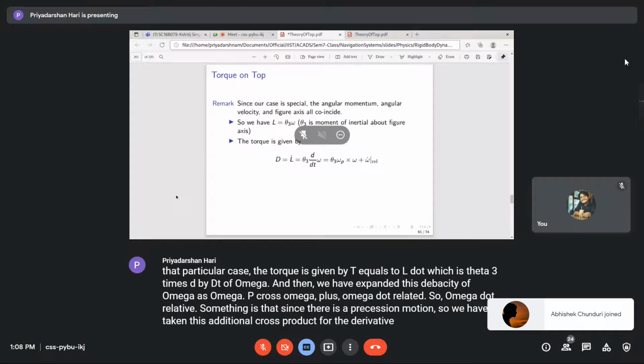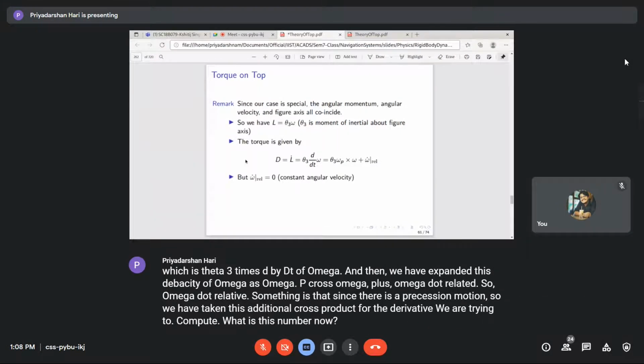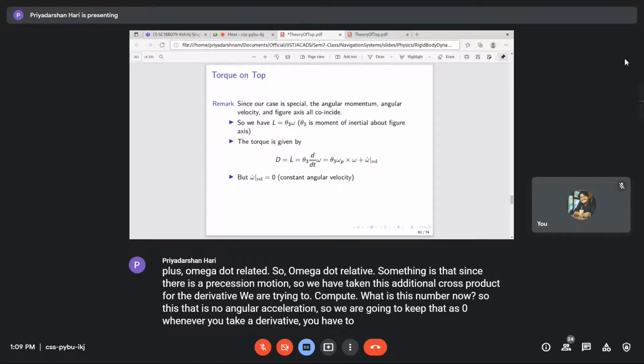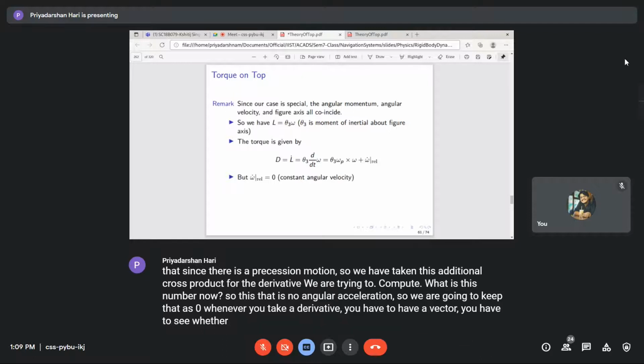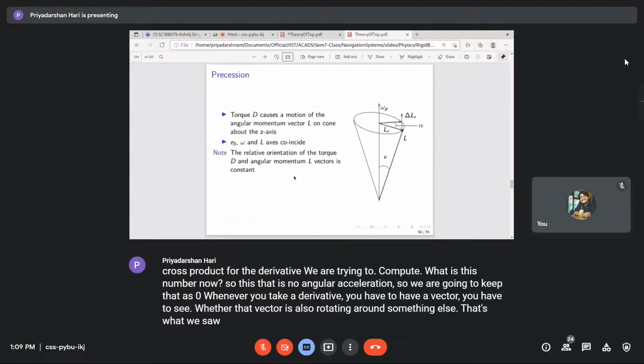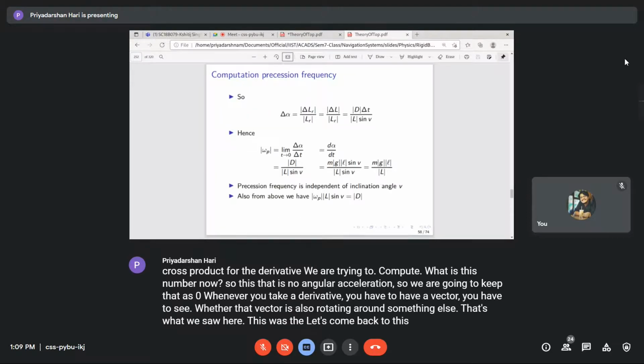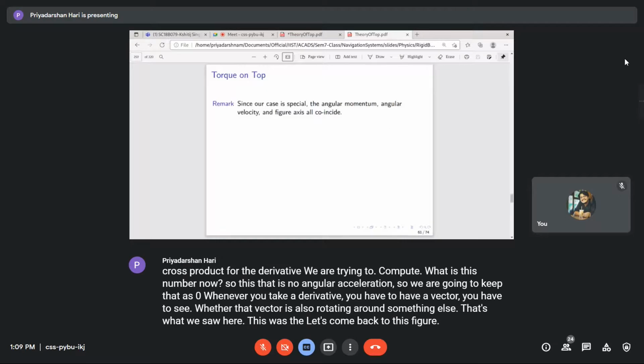We are trying to compute what this number is now. There is no angular acceleration, so we are going to keep that as 0. Whenever you take a derivative of a vector, you have to see whether that vector is also rotating around something else. That's what we saw here. Let us come back to this figure.